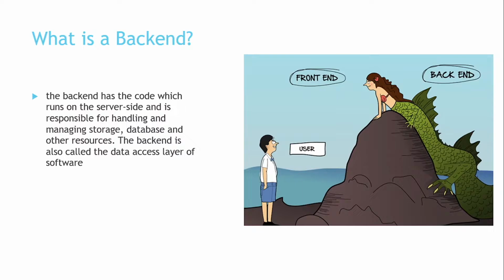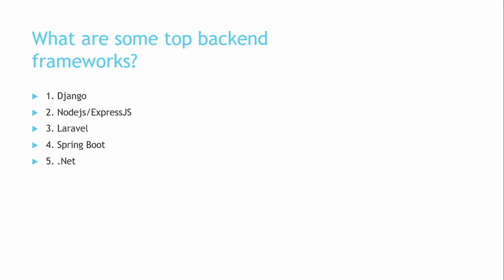For managing backend resources, we actually use frameworks. And what are some top backend frameworks? The first one is Django, which is a Python framework. The next one is Node.js or ExpressJS. ExpressJS is built on Node.js, so we can think of it as Node.js. Node.js is a JavaScript framework for the backend. The third one is Laravel, which is a PHP framework for the backend. Then there is Spring Boot and then .NET. .NET has two frameworks: .NET Core and the normal .NET Framework. We'll discuss that in the later slides.